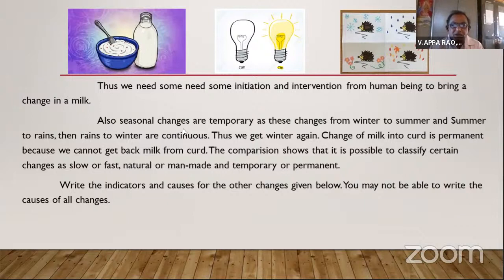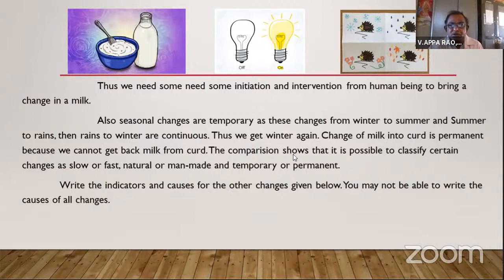Also, seasonal changes are temporary, as the changes from winter to summer, summer to rains, then rains to winter are continuous. Thus, we get to winter again. The change of milk into curd is permanent because we cannot get back milk from curd.